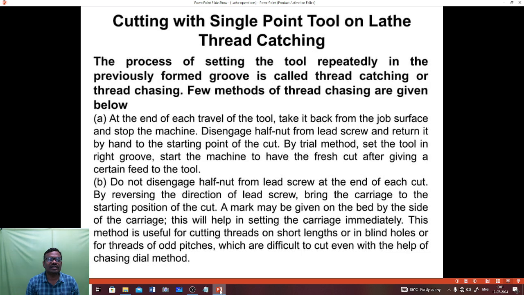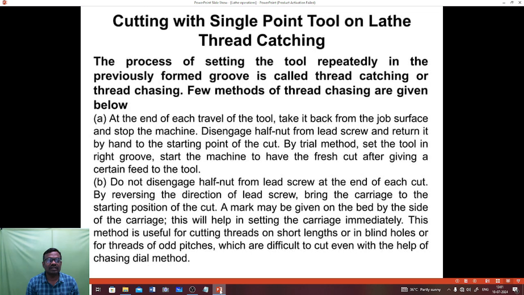At the end of each level of tool, take it back from the job surface and stop the machine. Disengage the half nut from lead screw and return it by hand to the starting point of the cut. By trial method, set the tool in right groove. Start the machine to have the first cut after giving a certain feed to the tool.